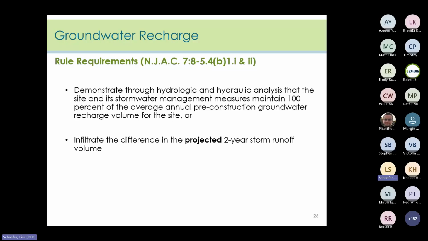From the overview presentation, Peter covered the rule requirements found at NJAC 7:8 under subsection 5.4 B1, items 1 and 2. Here the project is required to either demonstrate through hydrologic and hydraulic analysis that the site and its stormwater management measures maintain 100% of the average annual pre-construction groundwater recharge volume for this site, or infiltrate the difference in the projected 2-year storm runoff volume.